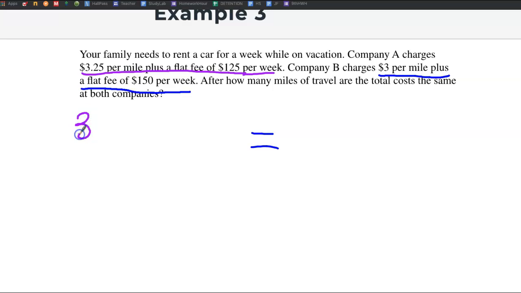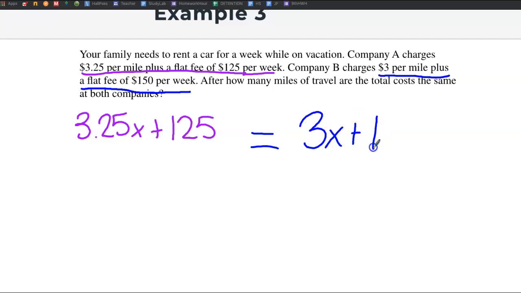3.25x plus 125. Good. Because it's a flat rate fee, so you have to pay that per week. That's just a flat rate fee. That's right. Yep. And then the other one. 3x plus 150. Yep. Question on that? No. Okay.